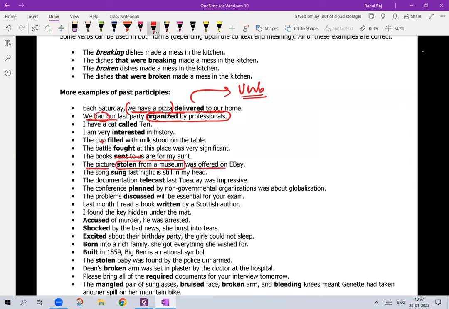The song sung last night is still in my head. The documentation telecast last Tuesday was impressive. The documentation was impressive. The conference planned by a non-government organization was about globalization. The conference was about globalization. So please check over here also, guys. Besides the subject, you get the ED form: filled, fought, sent, stolen, sung, planned. Any third form. So the ING form and the ED form, or any, to be very subjective, third form, is 90% of the time an adjective.